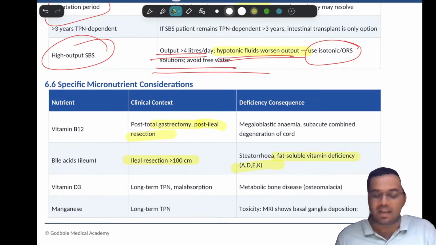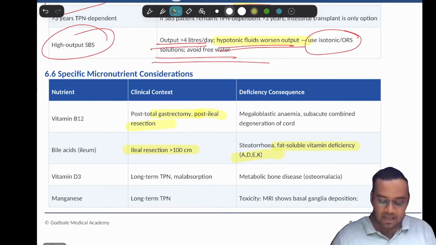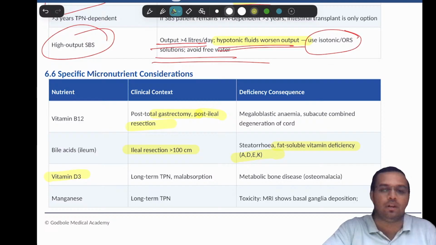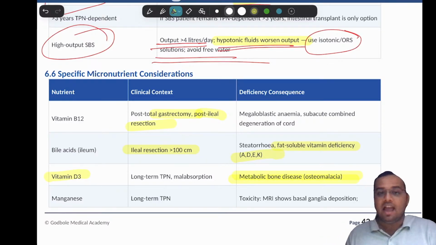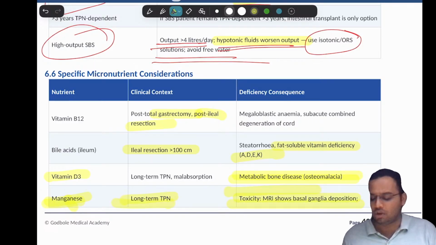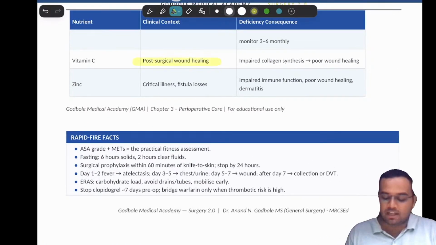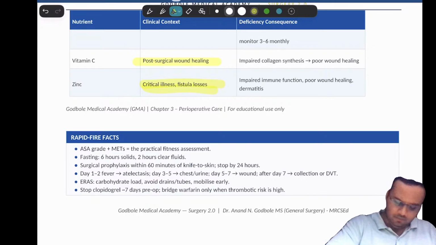And because the patient is going to have steatorrhea, the patient will also have fat soluble vitamin deficiency. D3, because of long-term TPN, there is not going to be adequate D3 in the patient, so the patient might develop osteomalacia and bone mineral disease. And also manganese deficiency in long-term TPN, and MRI will show toxic deposits in the basal ganglia. So these are few facts which are given. Vitamin C is important for post-surgical wound healing, always remember. And zinc is very important, typically to be given in patients of diarrhea and large losses of fluid from the stoma.